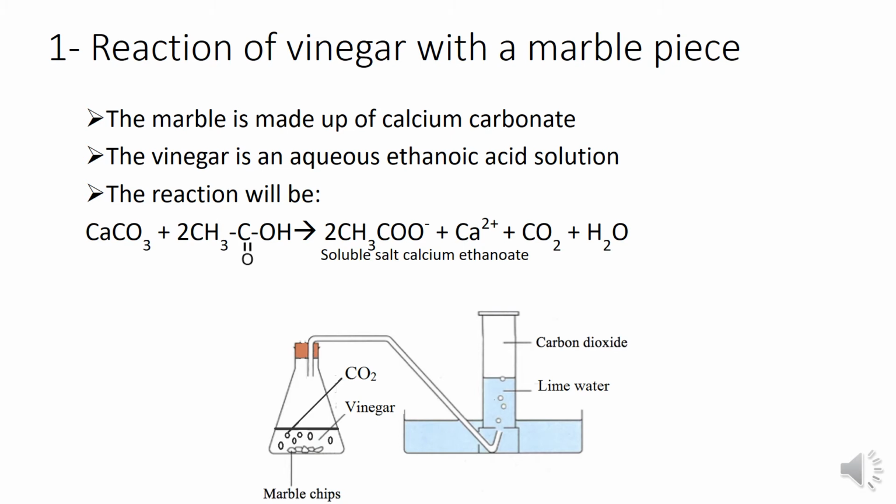As you see in the figure here, what do we get? We get effervescence of carbon dioxide gas that makes clear lime water turbid, and formation of a salt. This salt, we name it calcium ethanoate. And how do we write its formula? We multiply the ethanoate ion by 2 in order to balance the charges of the negative ion and the positive calcium ion, which is 2 plus.